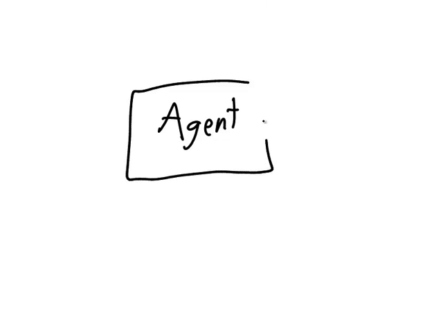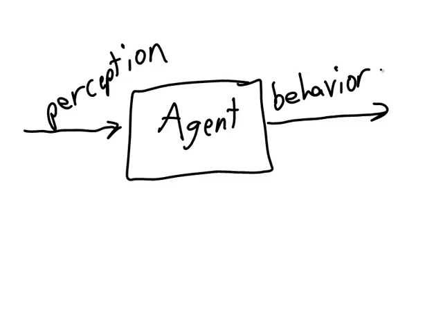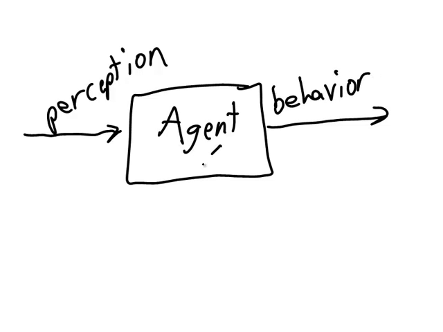Instead, we have an agent that receives some perception through its sensors. And it produces an output of some kind of behavior. We make the assumption that between the perception and the behavior, there is nothing. The agent simply converts a perception to a behavior.